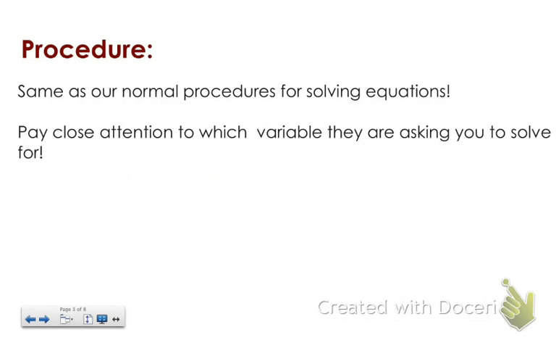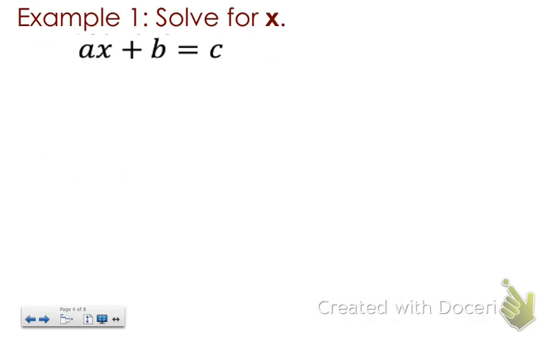Okay, so what we have to keep in mind is that the procedure is not going to be any different. We're still going to use our same procedures for solving equations. The only difference is that you have to pay attention to which variable they're asking you to solve for, because that's going to change how you approach the equation. Okay, so for example, in this problem they want us to solve for x, and we have ax plus b equals c.